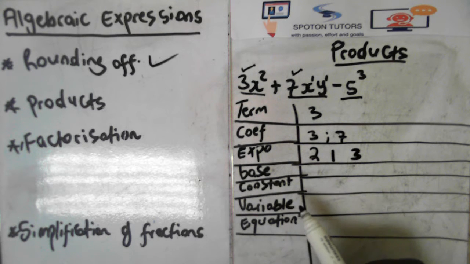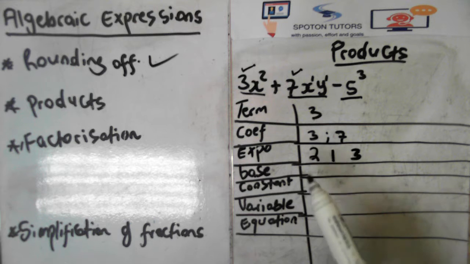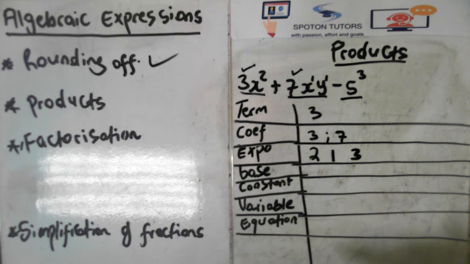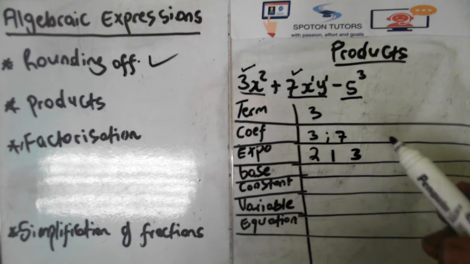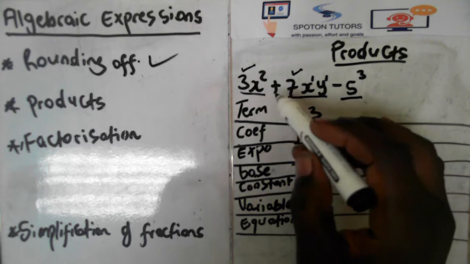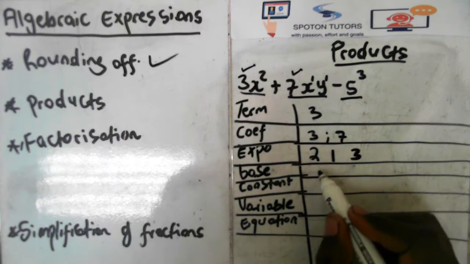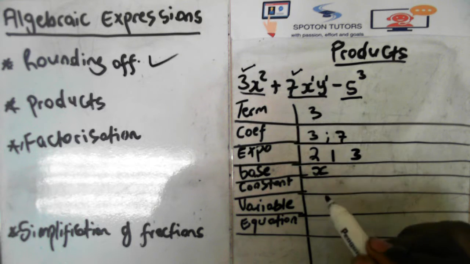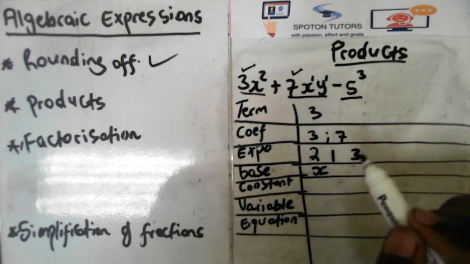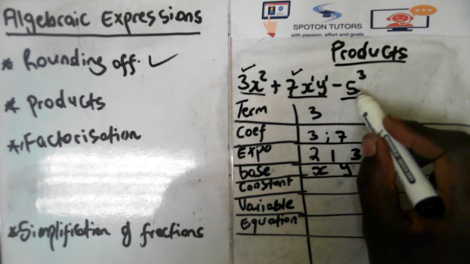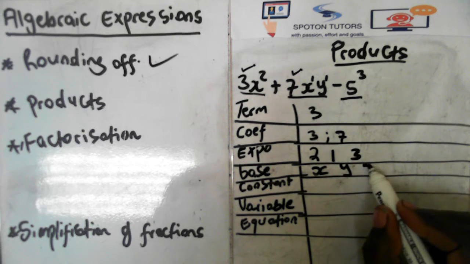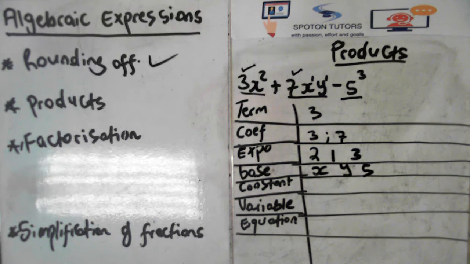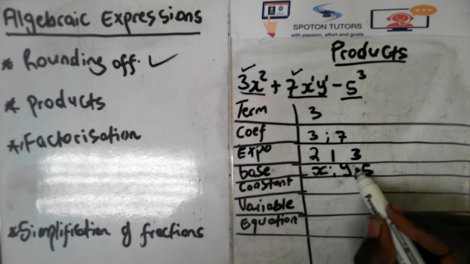How many bases do we have here? Bases are those terms or variables that have an exponent on them. So you find a base where there is an exponent. This is an exponent, its base is x. This is an exponent, its base is x. This is an exponent, its base is y. This is an exponent, its base is 5. Very good. So let's just separate them.